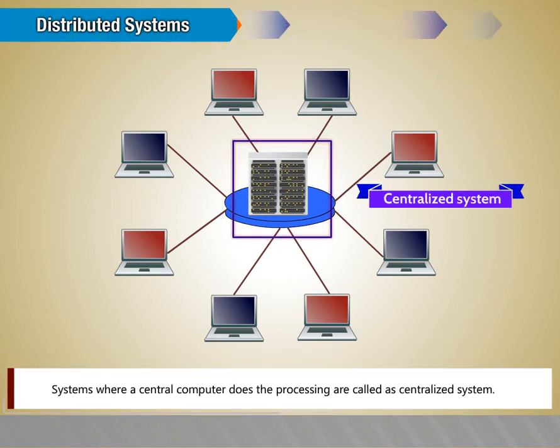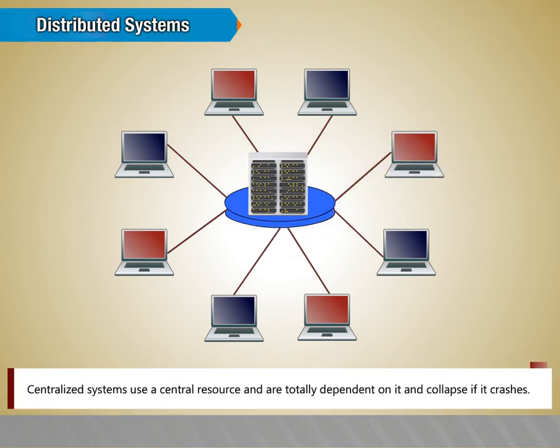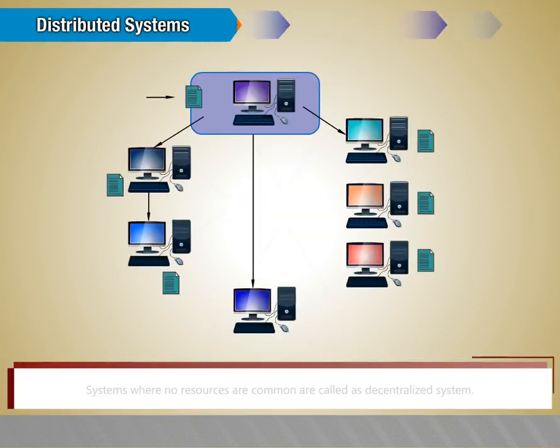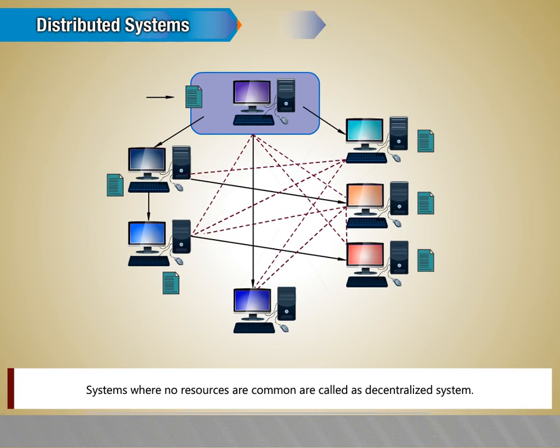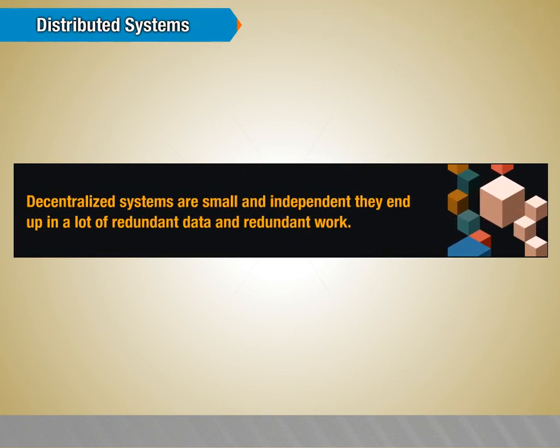Systems where a central computer does the processing are called centralized systems. Centralized systems use a central resource and are totally dependent on it and collapse if it crashes. Systems where no resources are common are called decentralized systems. Decentralized systems are small and independent. They end up with a lot of redundant data and redundant work.